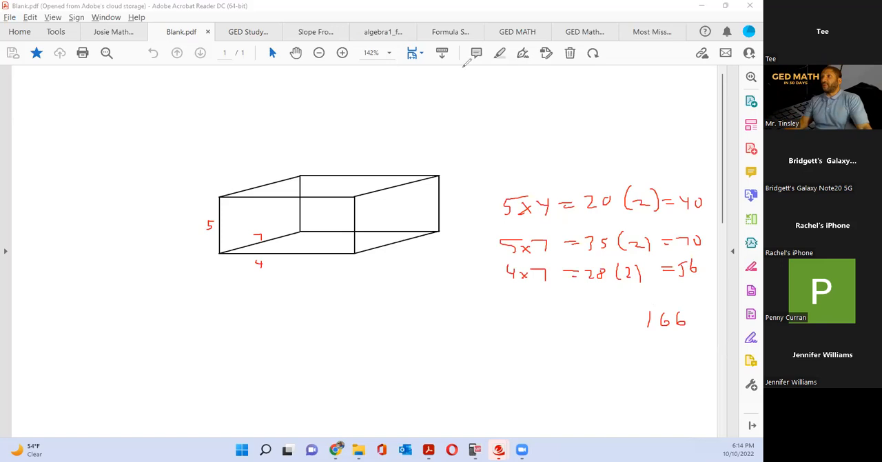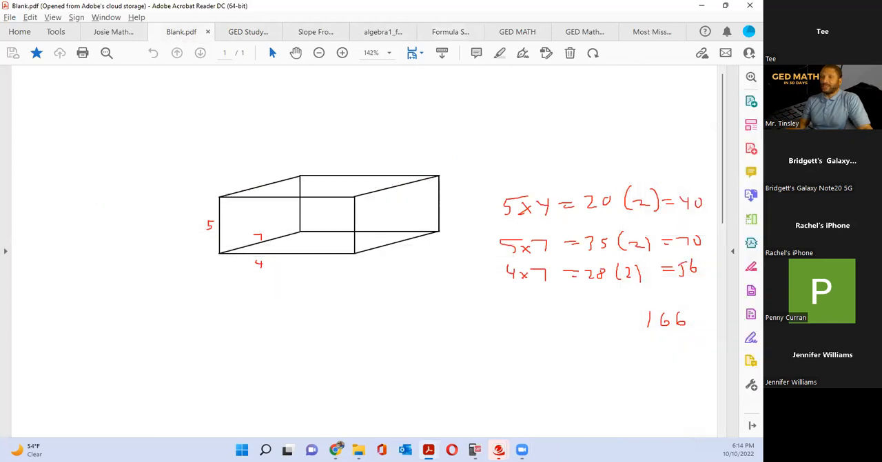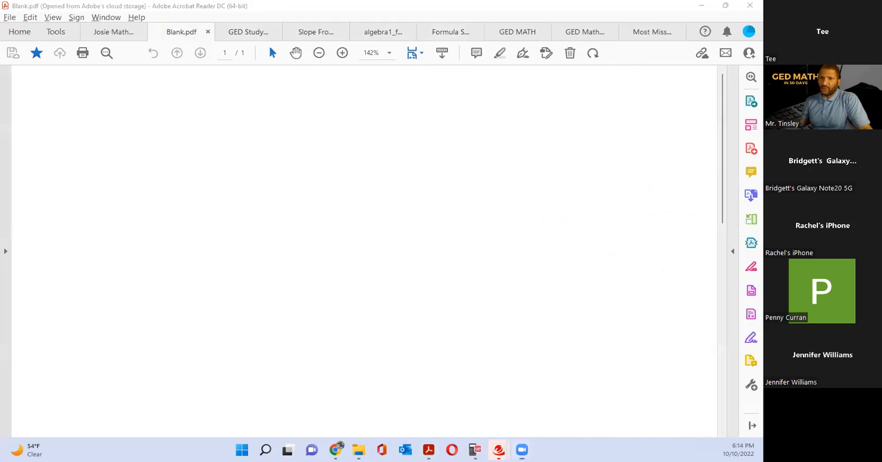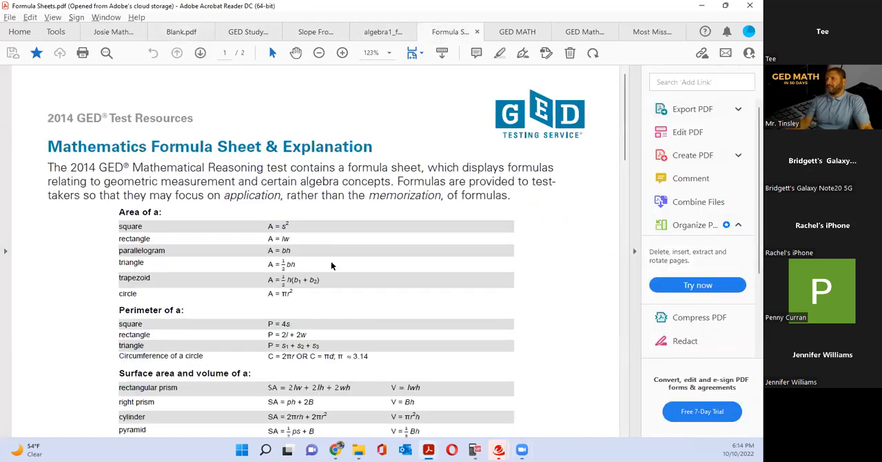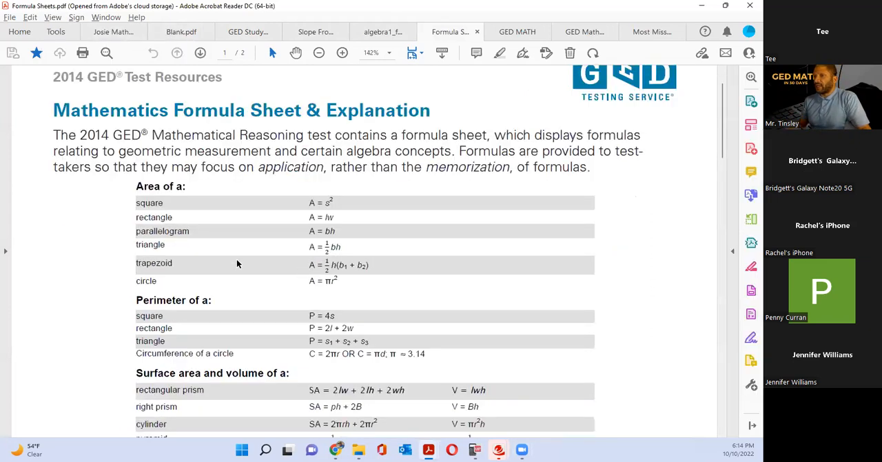But you got a formula sheet. Watch this. Let's go to the formula sheet. Oops. Hold on. Let me go back to the blank page. Let me save that first. Clear it. And then let me go to the formula sheet. Then I'll go back. And let's go to the surface area of a rectangular prism.